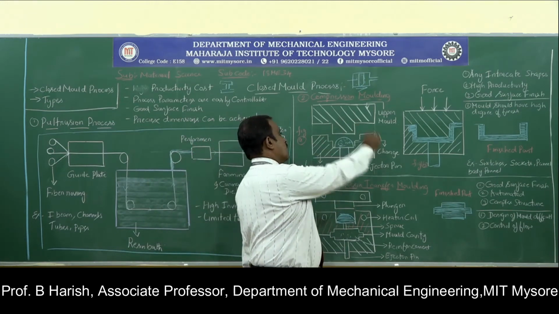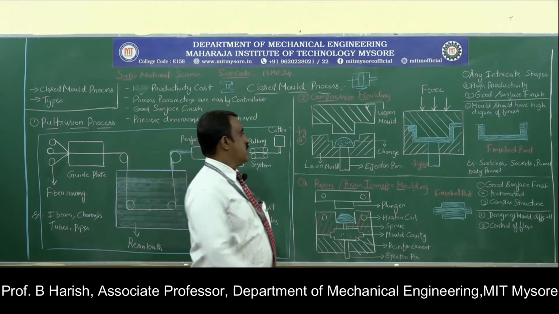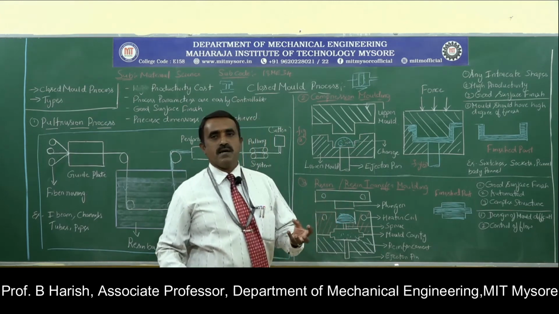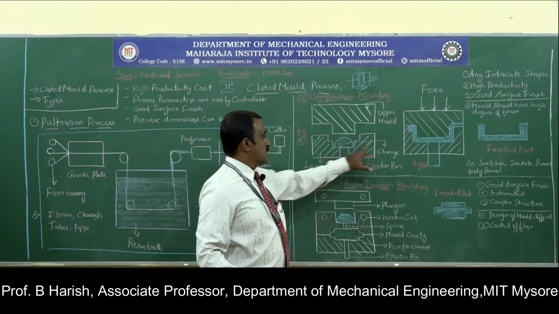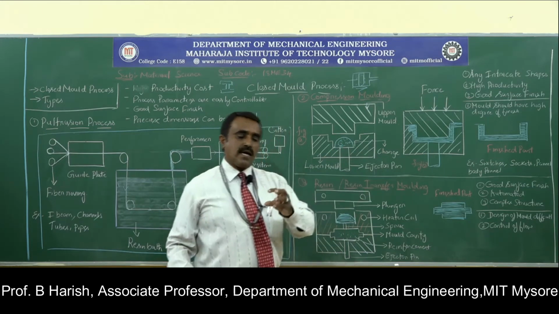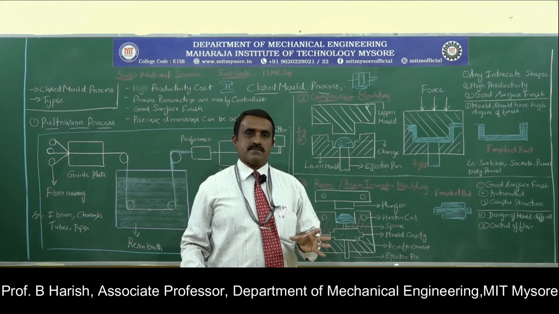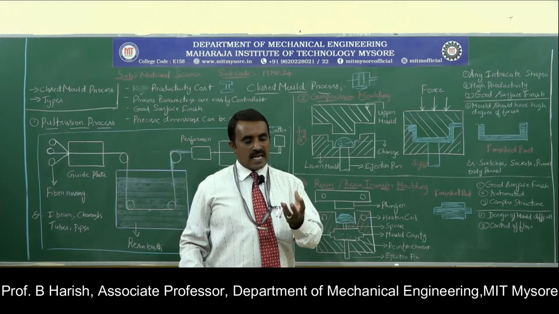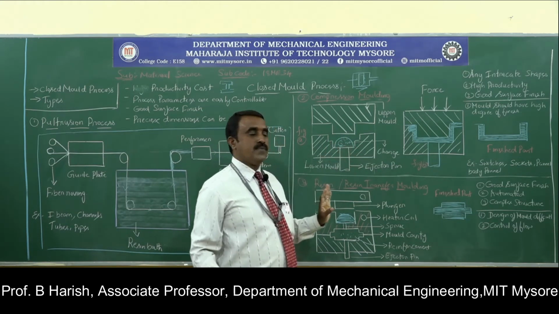Now coming to the method of how composite material is manufactured. You will have a predefined charge, which will be made or taken. This is the charge. The charge will contain both the reinforcement and matrix. The reinforcement and matrix will be combined in the required proportion, and that will be placed here.